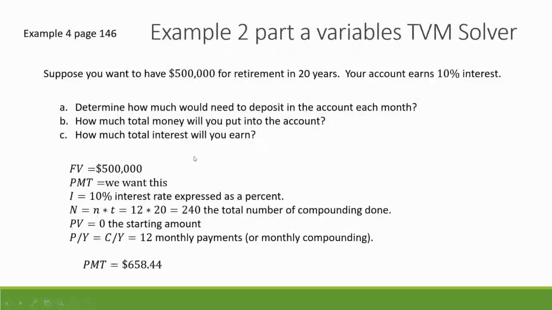Okay. For the TVM solver now, we can use that as well. And we can use the TVM solver to solve this as well, right? Now, again, here we want to have $500,000 in 20 years. And again, the interest rate is 10%. And just like before, of course, we're looking for the monthly deposit. We don't know what that is. So 20 years down the road, we want to have $500,000. That's why our future value is $500,000.